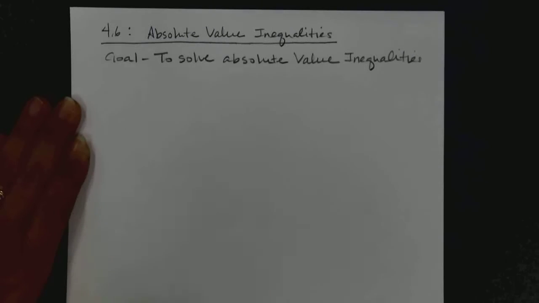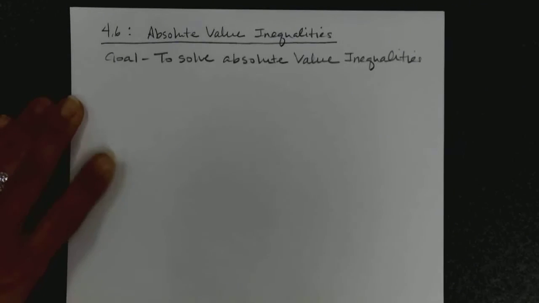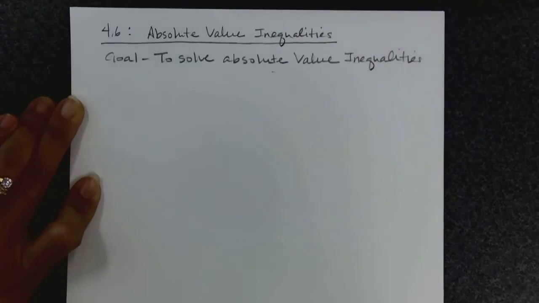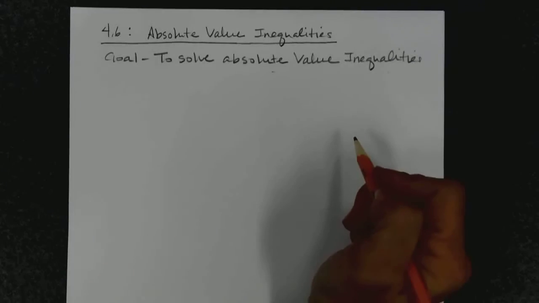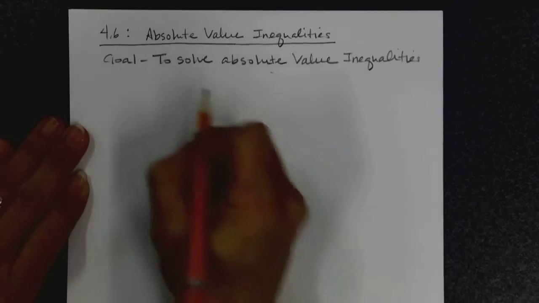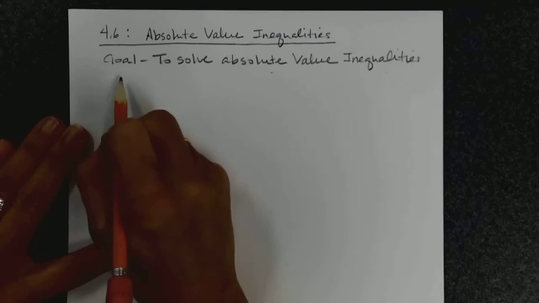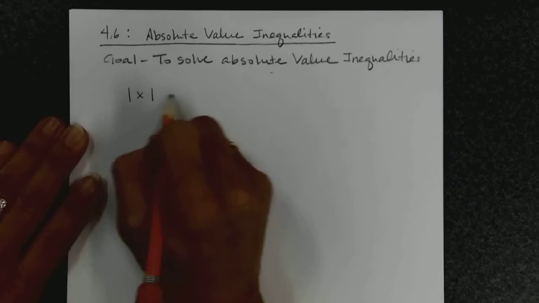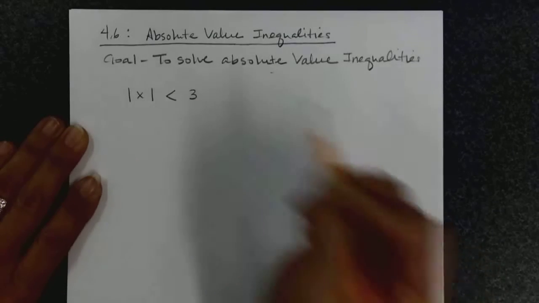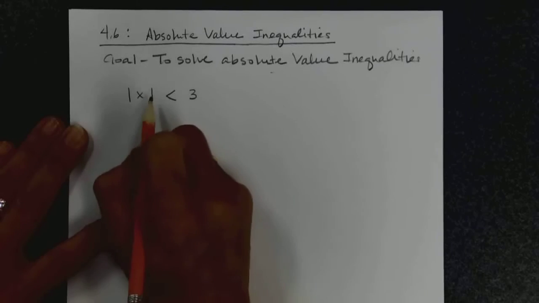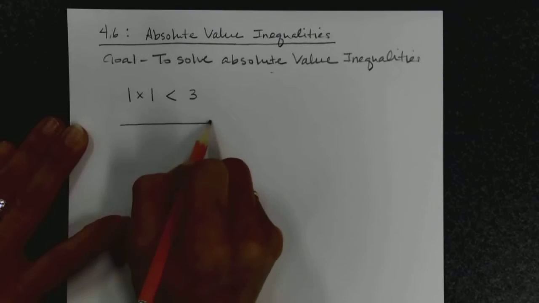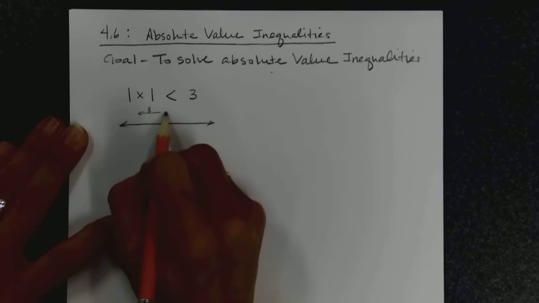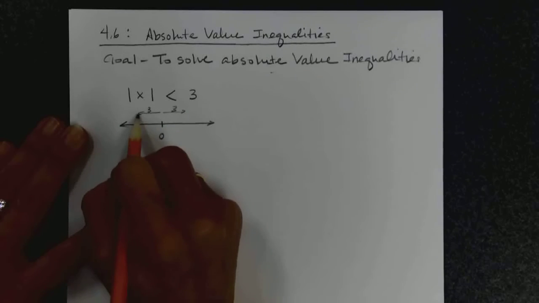In the second half of section 4.6, we will be learning to solve absolute value inequalities. Before, absolute value was the distance away from zero. So in this case, we're looking at the absolute value of x where the distance is less than 3. So if we're looking for a distance away from 0 that is 3 or less, that's 3 this way or 3 this way, okay?